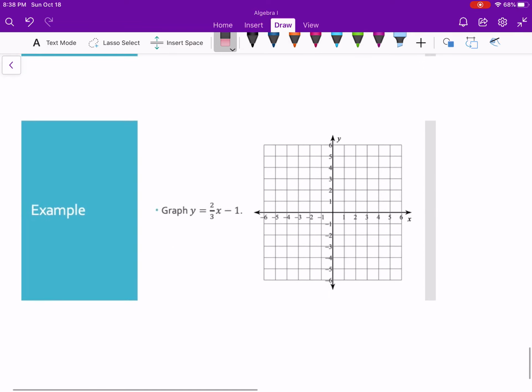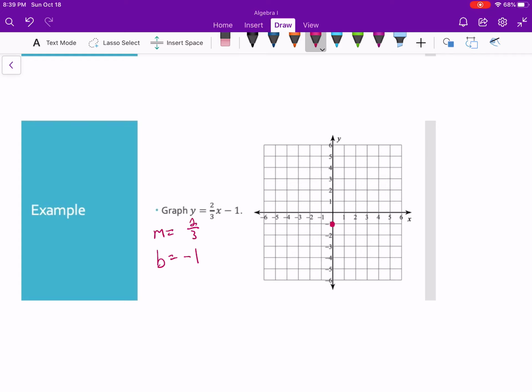So we want to graph y = 2/3 x - 1. First thing, it's in slope-intercept form, so let's find the slope and the y-intercept. Our slope is 2/3, and our y-intercept is -1. We start with our y-intercept, so I'm going to go to -1 on the y-axis, which is right here.